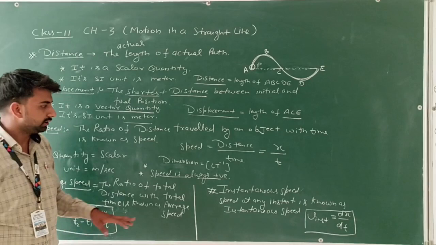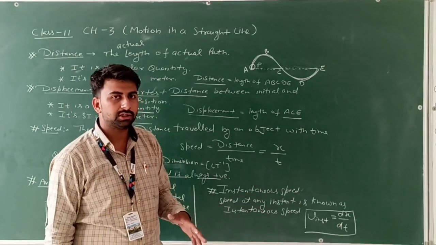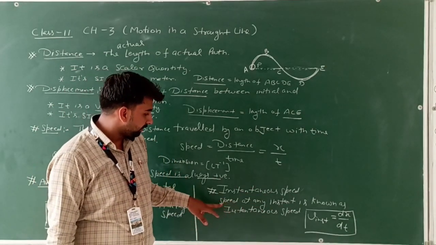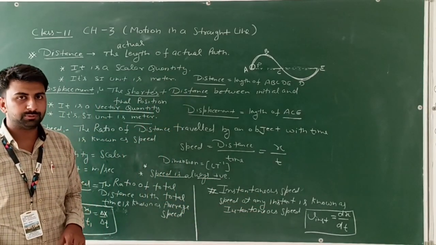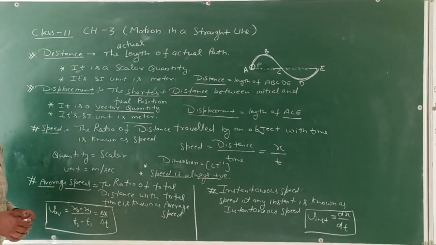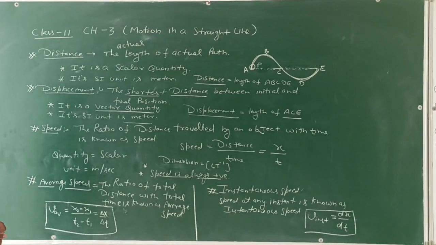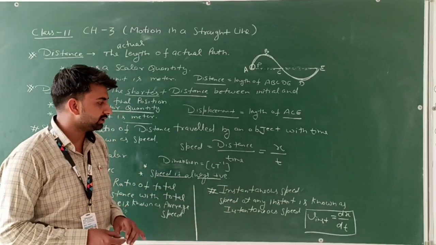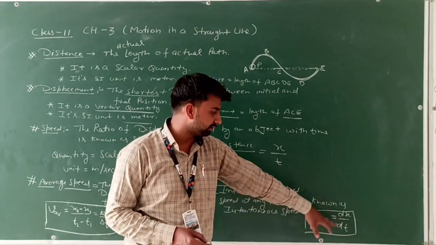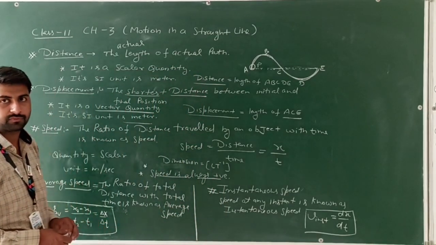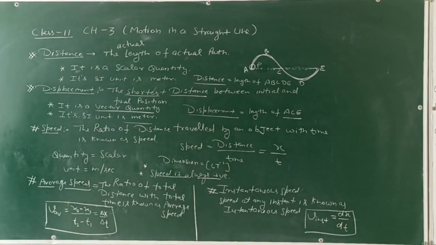Clear? Next is instantaneous speed. So what is the instantaneous speed? The speed at any instant is known as instantaneous speed. This means at any particular time, the speed of the particle is known as instantaneous speed. Or V instantaneous is equal to dx by dt. Clear? V instantaneous is equal to dx by dt.